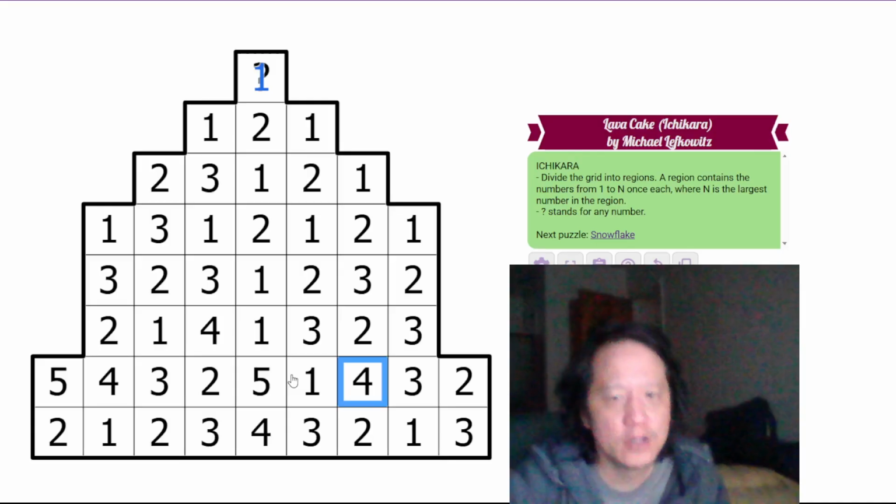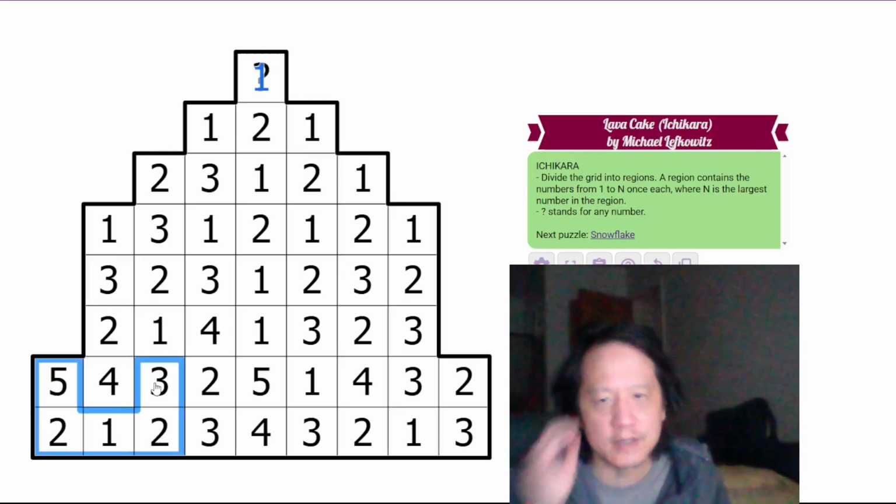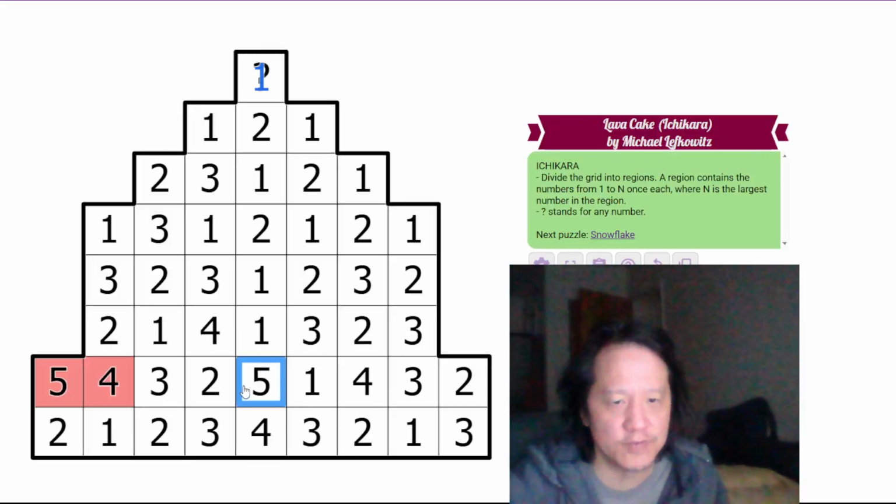Okay, so let's start with the 5. 5 has to have a 4 with it. It has to be this 4 for this 5, because if we try to go around, we have to either include the 4 or we would have duplicates in the region, which is not allowed. So this is the same region. What about this 5? This 5 could be with either of these 4s. So this is fine.